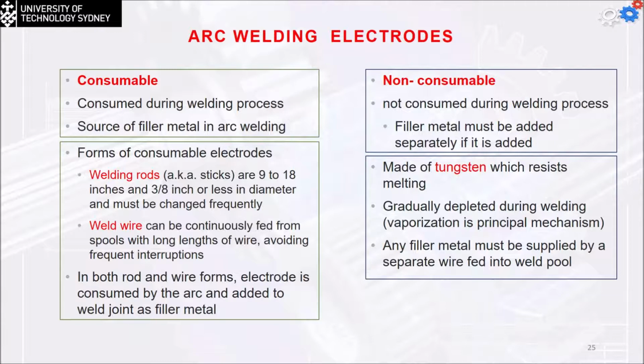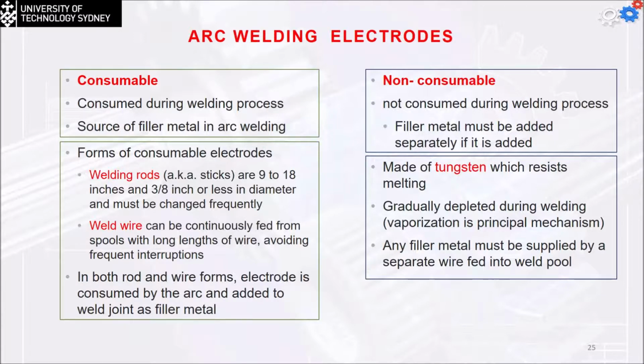The non-consumable type is not going to be melted during the process, and it is usually made of tungsten, which has a very high melting temperature. But it is still gradually depleted during the welding process, and any filler metal must be supplied by a separate wire fed into the weld pool.